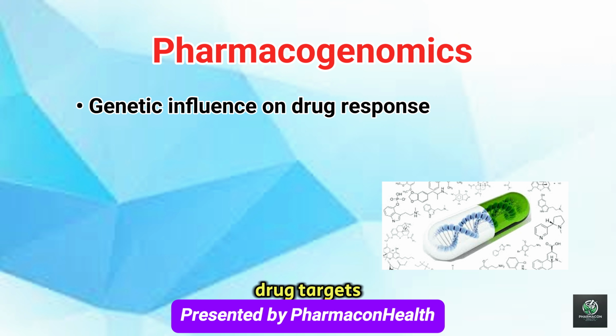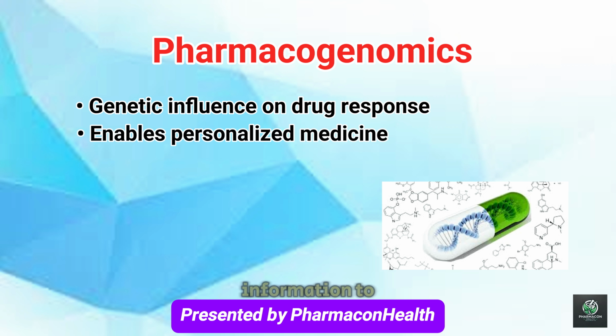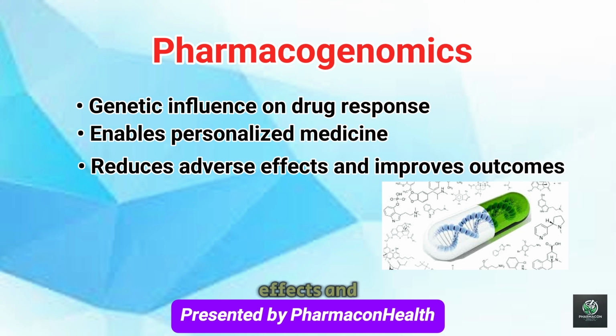Differences in drug targets like receptors can also change how effective or safe a drug is. Pharmacogenomics aims to use genetic information to personalize drug choice and dosing. This reduces trial and error, lowers side effects, and improves treatment success. It is already changing care in areas like cancer, psychiatry, and heart disease.